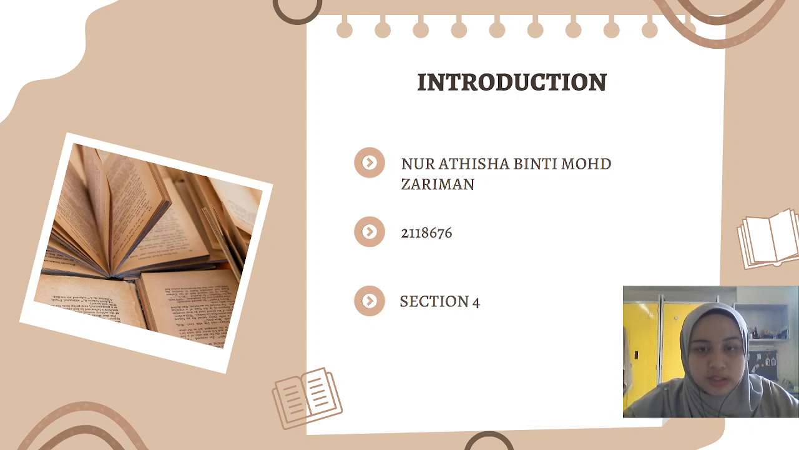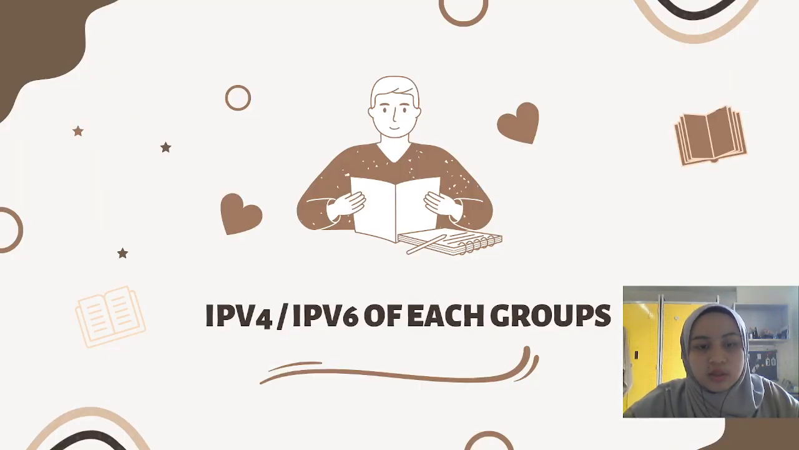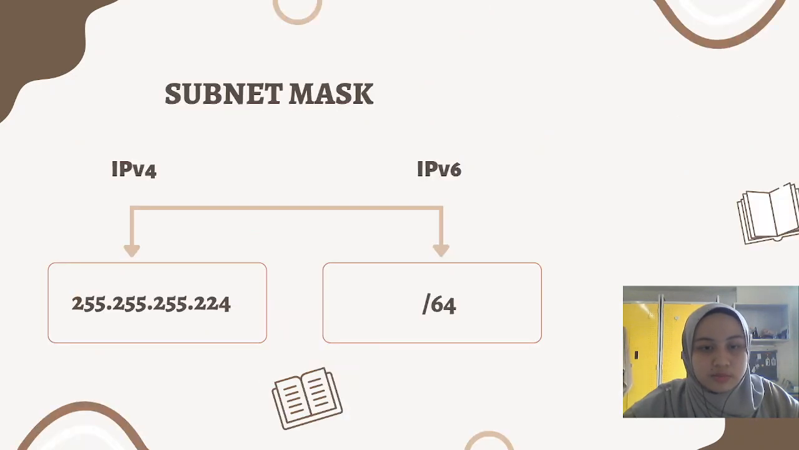My name is Nur Atisha binti Muhammad Zariman. My metric number is 2118676. I'm from CSCI 2301 section 4. First, I will show the IPv4 and IPv6 of each group.